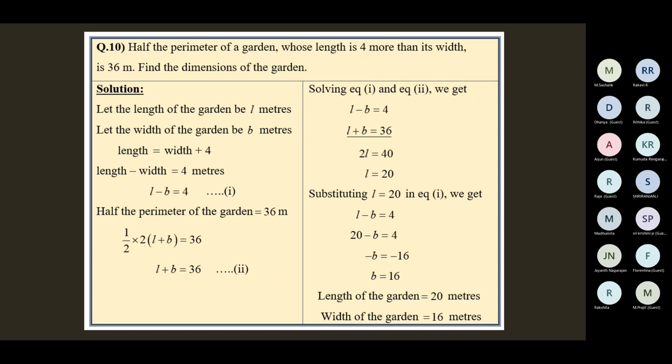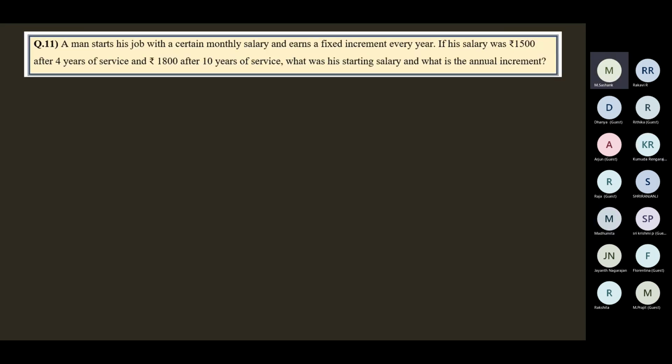Yeah, got it, children? Yes, ma'am. Next one. A man starts his job with a certain monthly salary and earns a fixed increment every year. Okay, so the salary is fixed and there's a fixed increment every year. Supposing the salary when he joins was fixed at 5,000. So every year, say he gets an increment of 100 rupees. So first year he'll get an increment of 100, then next year 200, third year 300, meaning every year it will keep increasing by 100.